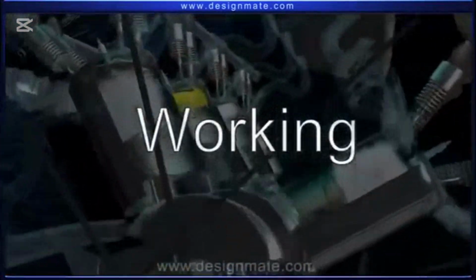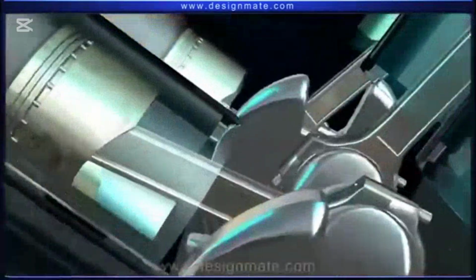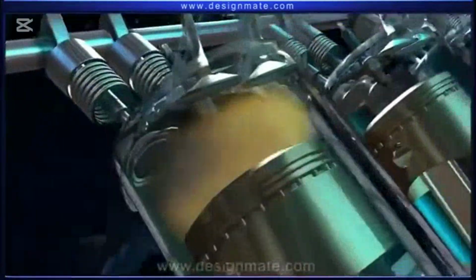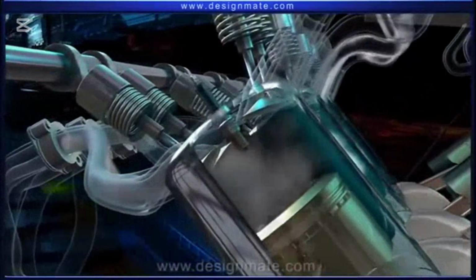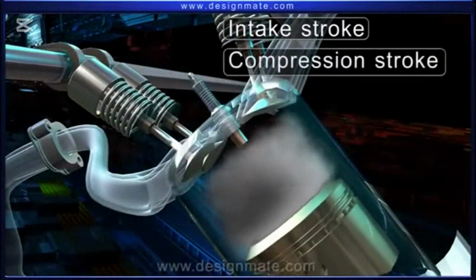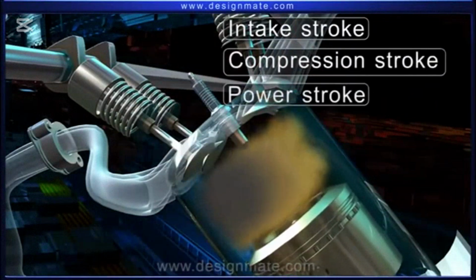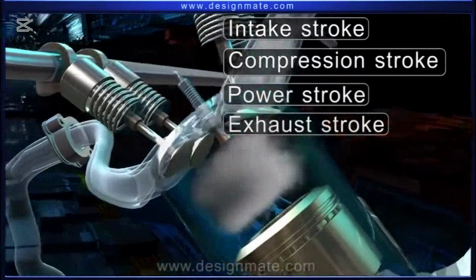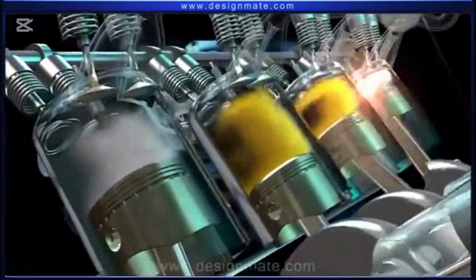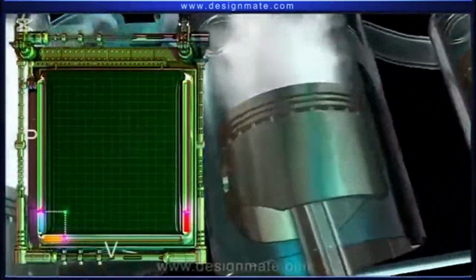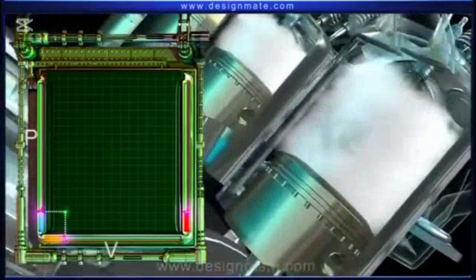Working of an ideal four-stroke engine. The four-stroke engine is given its name because every cycle of this engine consists of four strokes, that is, intake stroke, compression stroke, power stroke, and exhaust stroke, which keeps repeating one after the other. The PV diagram gives us the graph of pressure versus volume during each engine cycle.